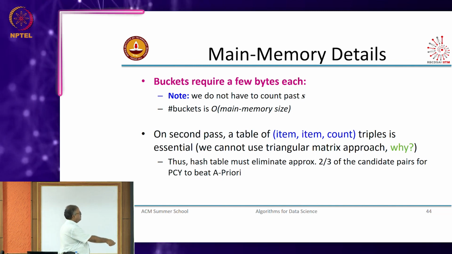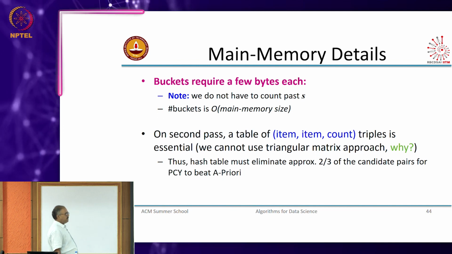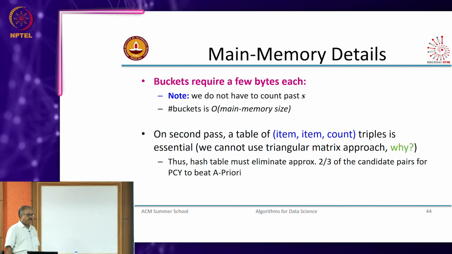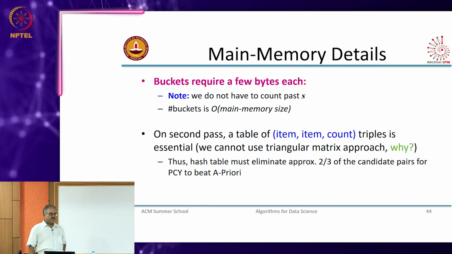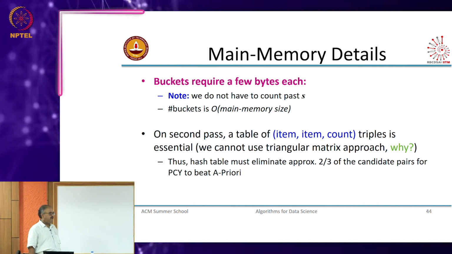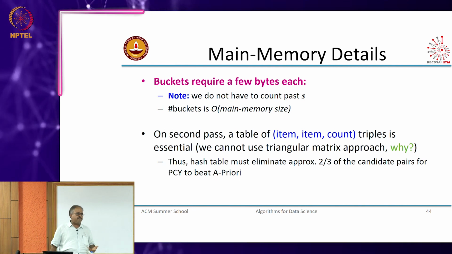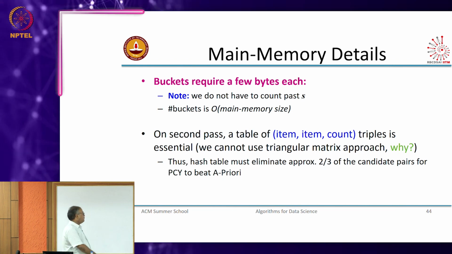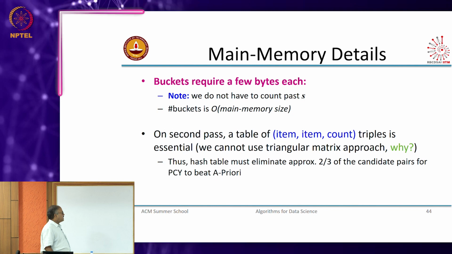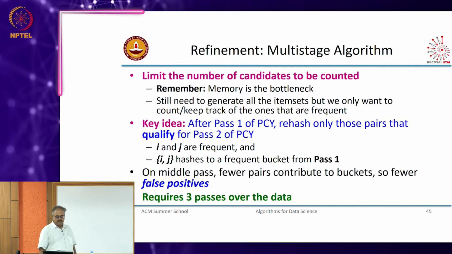So we need to make sure that at least 2/3 of the candidate pairs are eliminated by PCY, so that we beat a priori in terms of memory requirements. Otherwise, we will end up requiring more memory. Remember, we started doing this saying that we will try to reduce the memory required in pass 2, but we might end up taking more memory in pass 2 unless 2/3 of the candidate pairs are eliminated.